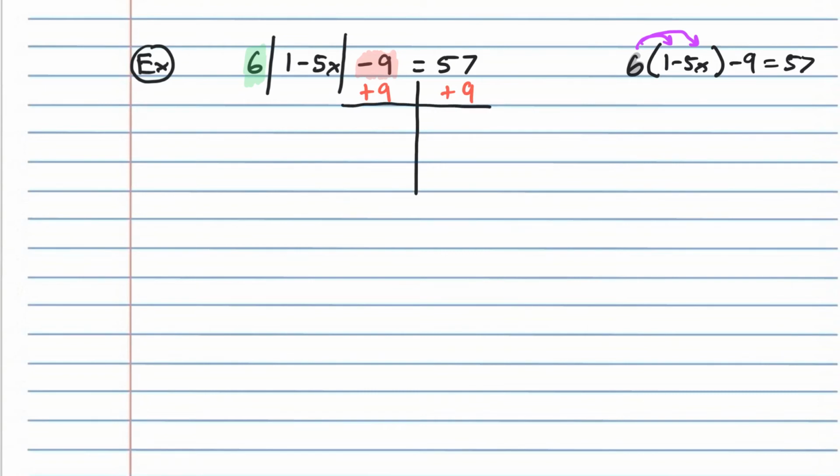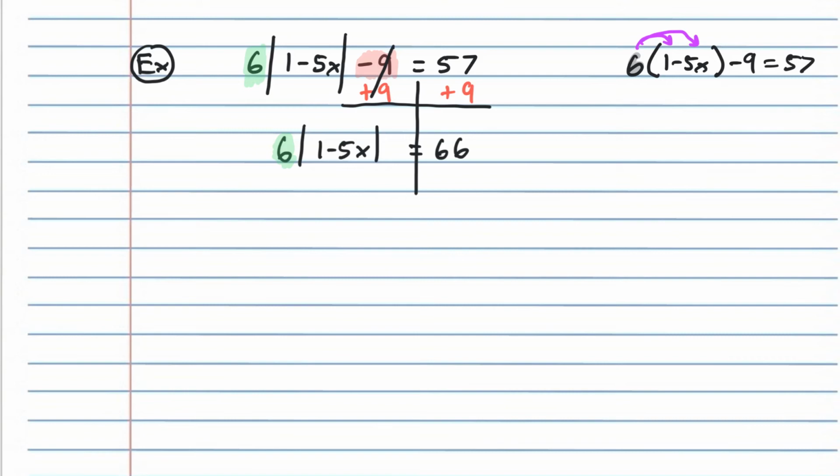Okay, so these are going to cancel. We still have the 6 and then the absolute value, 1 minus 5x. And then on the right side, 57 plus 9 is 66. Okay, now I still need to take care of this 6, but I can't distribute it inside those absolute value bars. So we have to do something else.